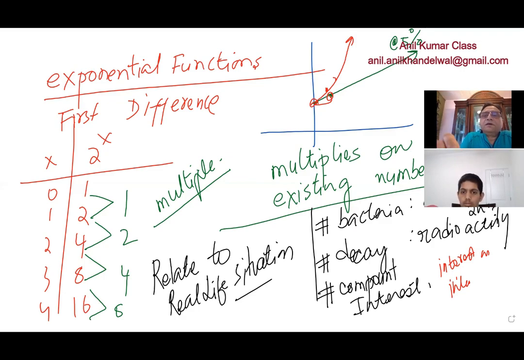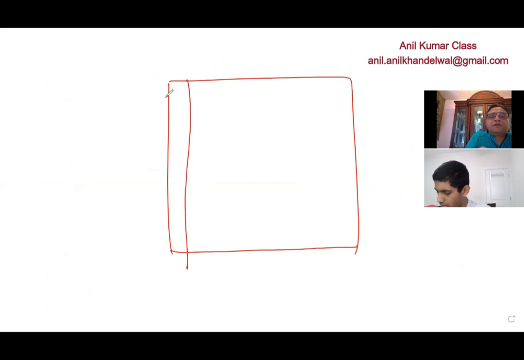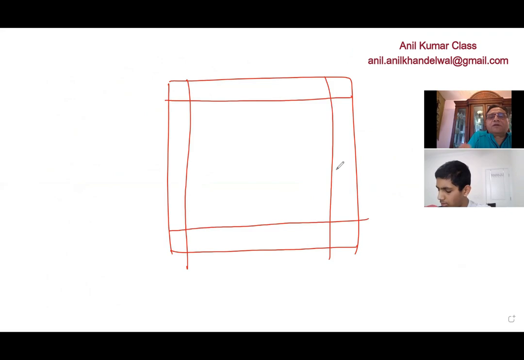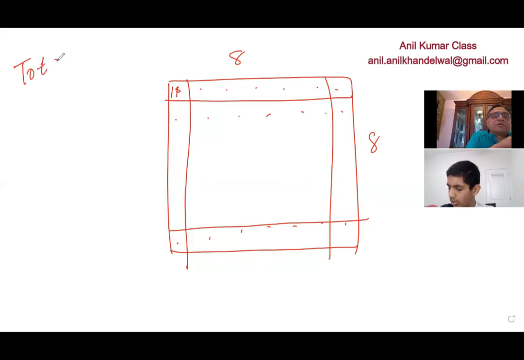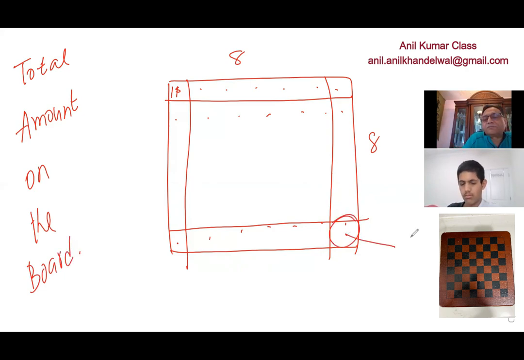So, for example, let's end this class with this example. We have a chessboard, right? On a chessboard, we have 8 times 8 columns, correct? If I put $1 here, and double it in every column subsequently, then what is the total amount on the board, and also the last amount? Can you tell me what is going to be the final amount?